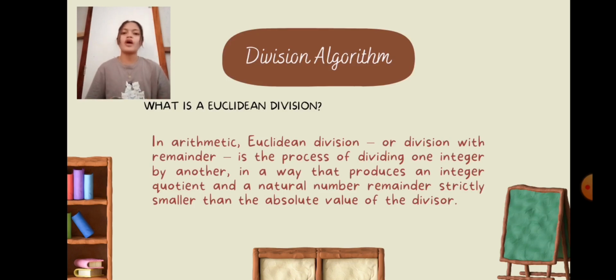That is why we can have the division algorithm, because of the result of Euclidean division. So once again, Euclidean division is the process of dividing one integer by another in which they can produce an integer quotient and a natural remainder. We should always remember, take note of this, that the remainder must be smaller than the absolute value of the divisor. So yes, that's the rule.